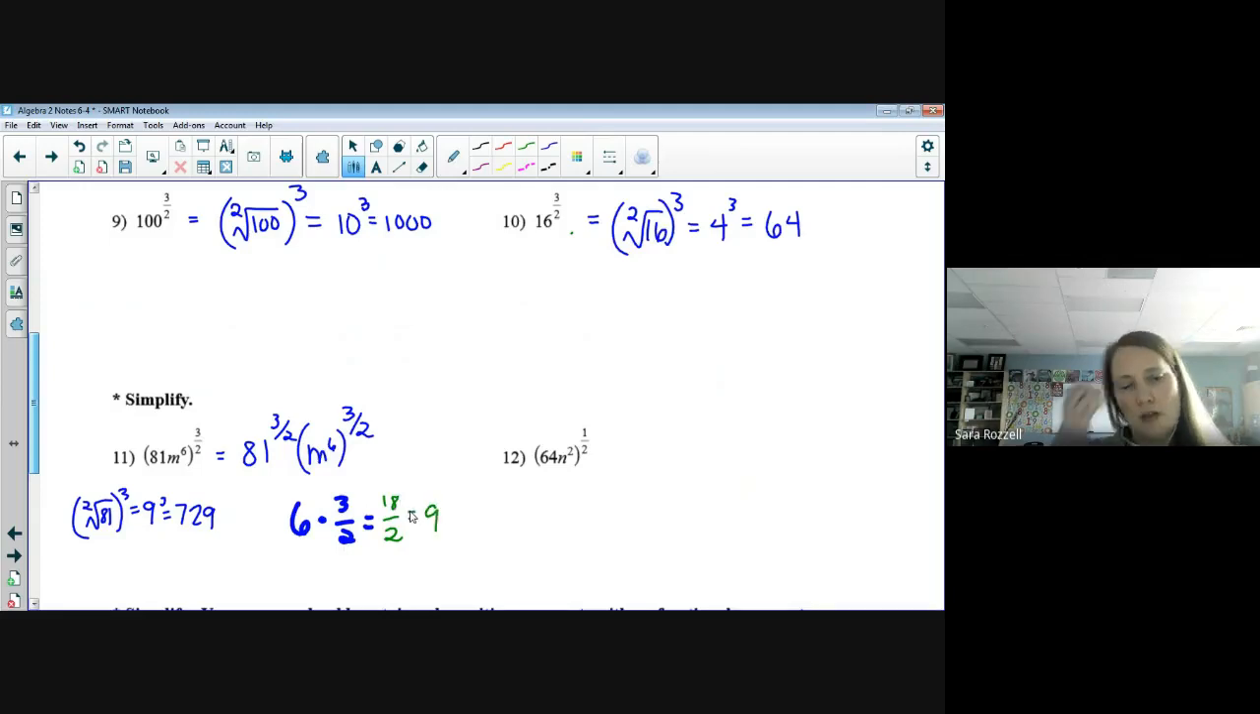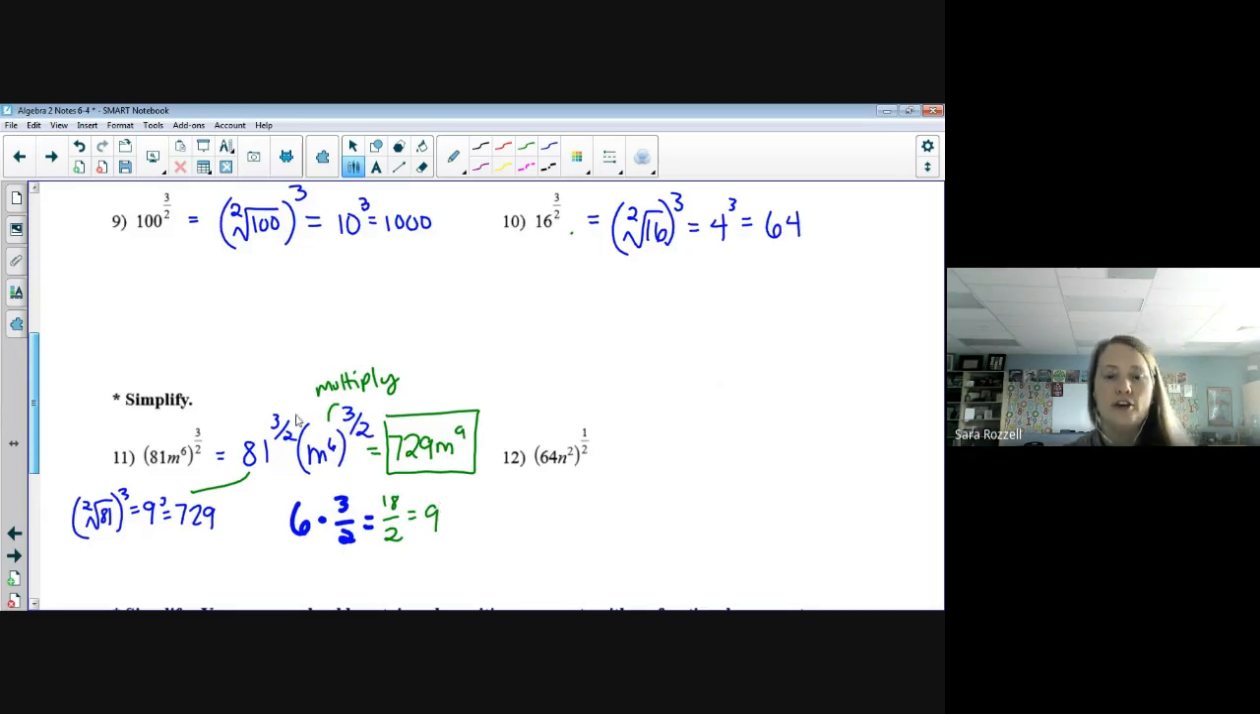Good. So when you have a power to a power, you're going to multiply these two numbers. This one will switch into radical form to evaluate, okay? So our final answer is 729 times m to the 9th. So we evaluated this separately, and we multiplied these two to get the 9. If you are not a friend of fractions, then you could just do 6 times 3/2 in your calculator. It'll give you 9. Thumbs up if that's okay. Okay, all right, we'll try number 12.